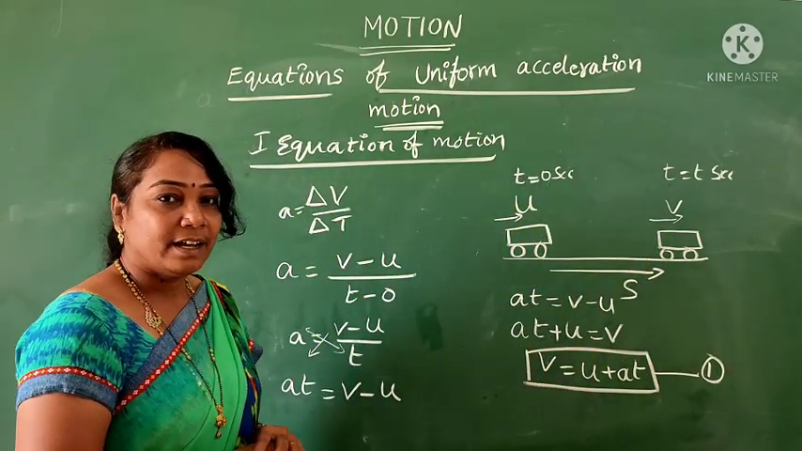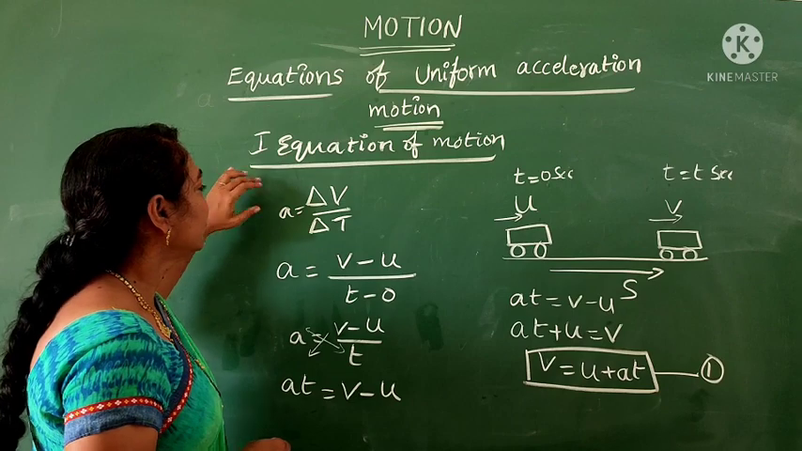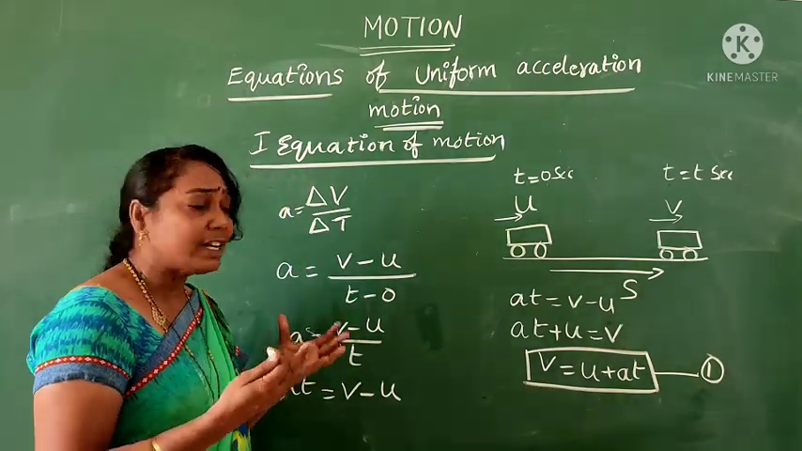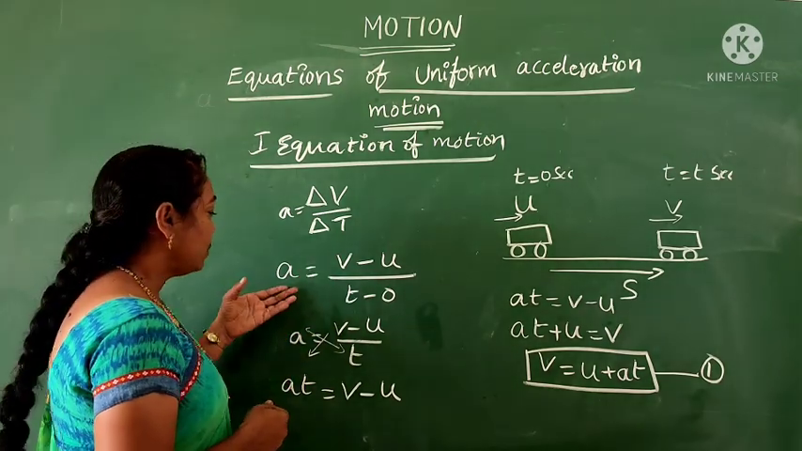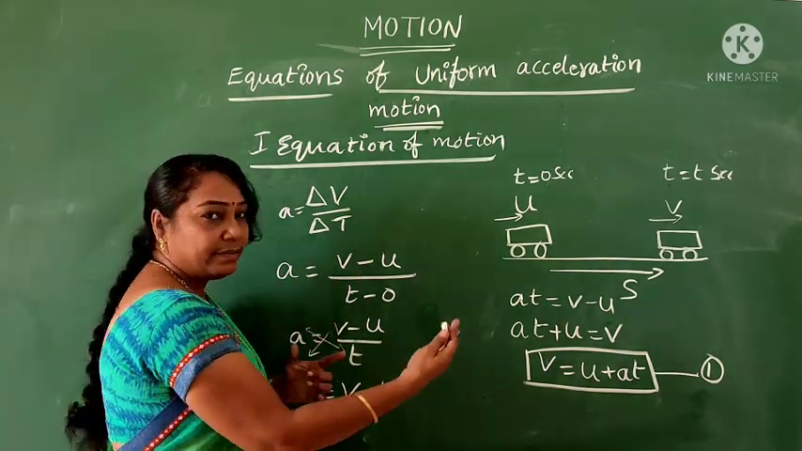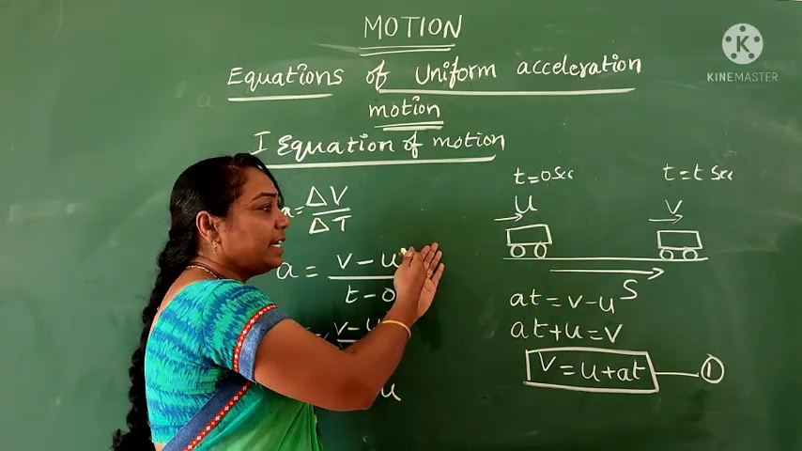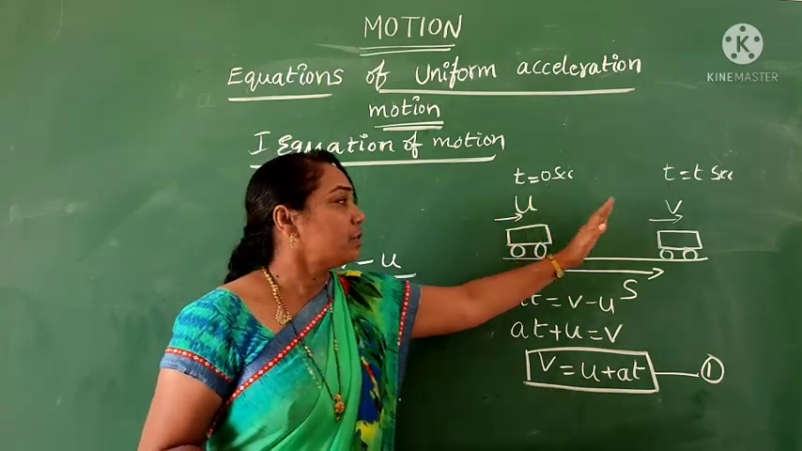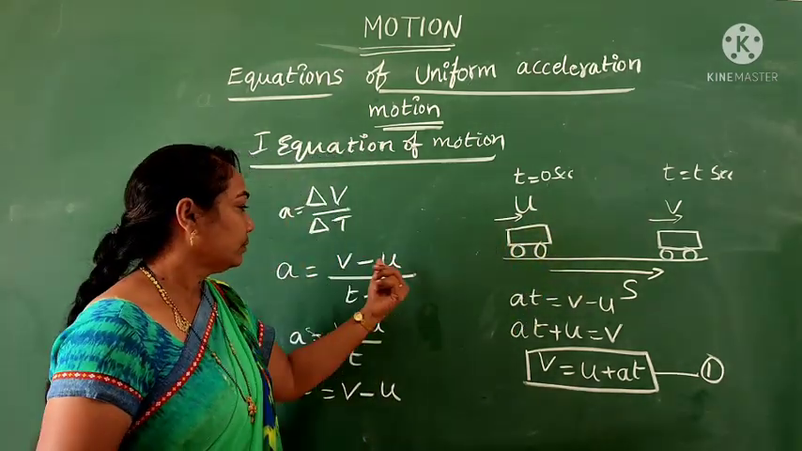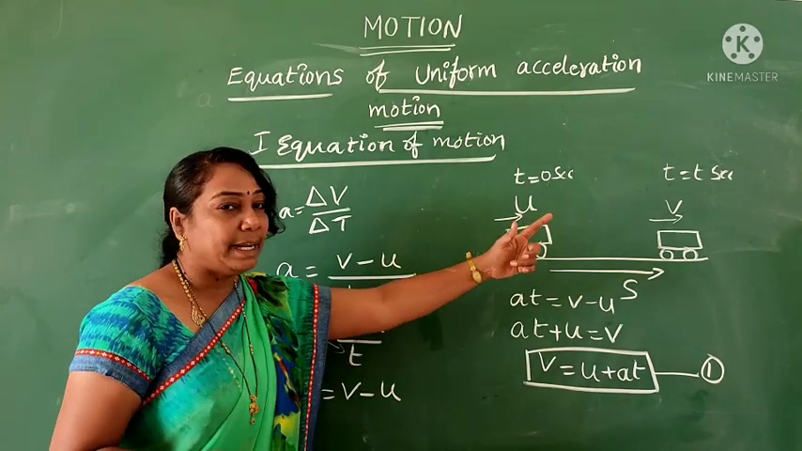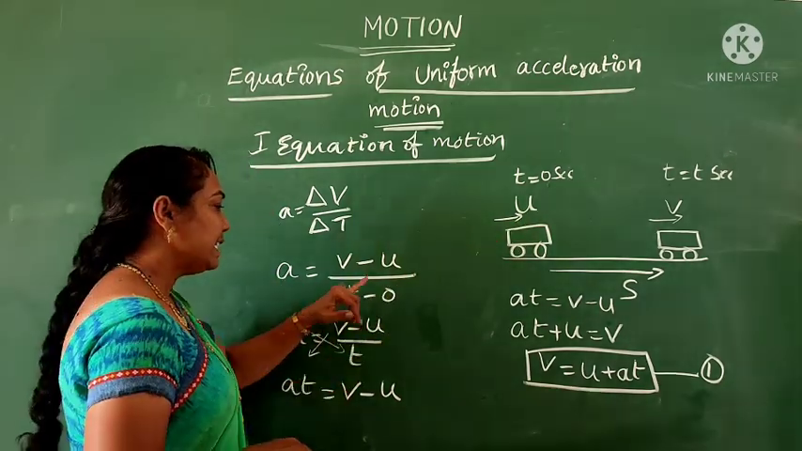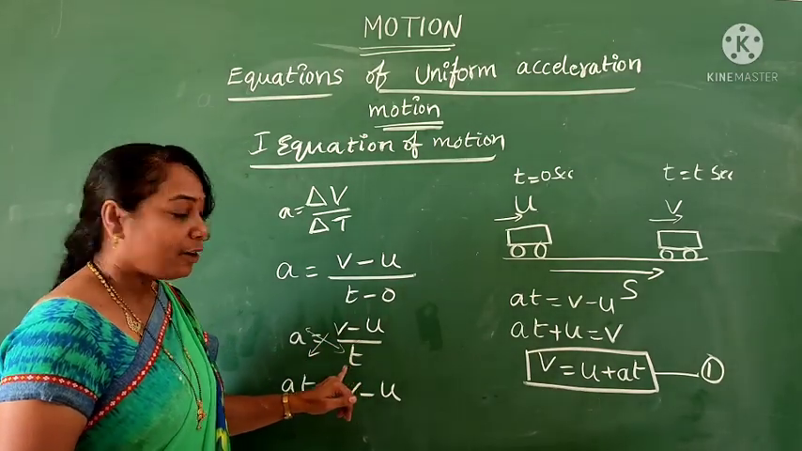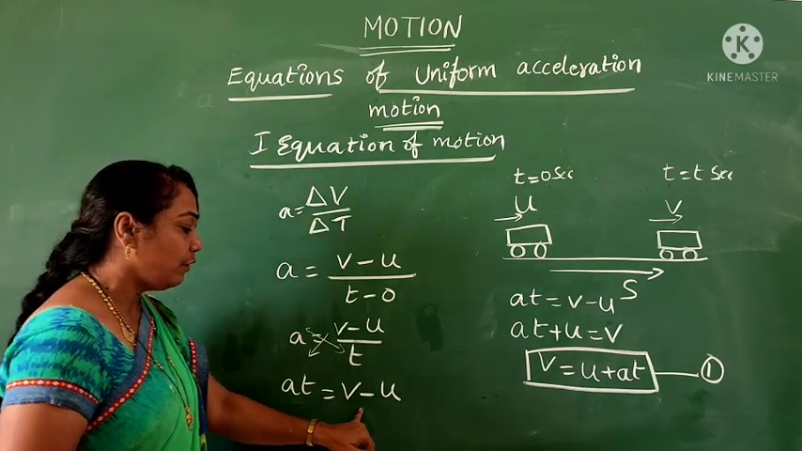Do you understand? Let us explain once again. a equal to delta v by delta t. We know that acceleration is change in velocity by time taken. So, a equal to change in velocity, final velocity v minus initial velocity u, by time taken, t minus 0. This can be written as a is equal to v minus u by t. By the cross multiplication, we will get at equal to v minus u.